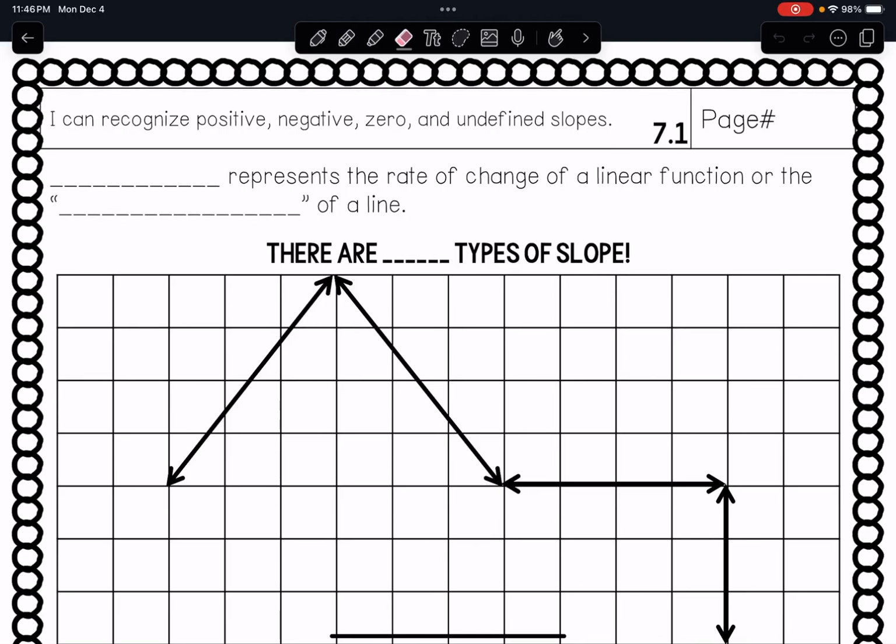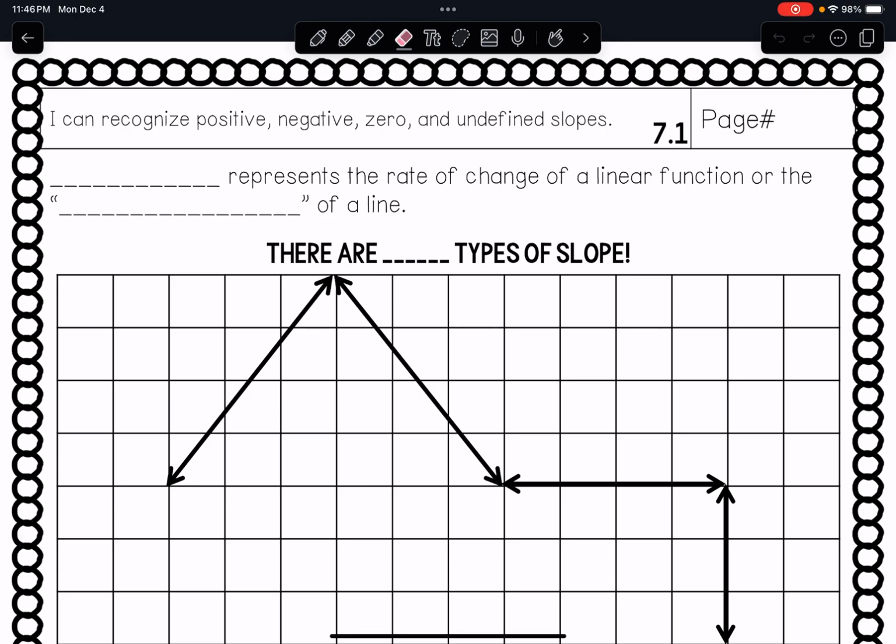Hey everybody, today we're going to be talking about slope. So we're kind of moving into slope and linear equations here. Our goal for today is we want to be able to recognize the different types of slope there are, as well as find the slope if we're given a graph. So nothing too difficult here. Let me show you through it and you guys will be good to go for some practice with this.